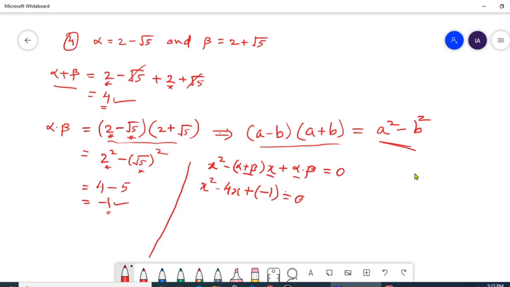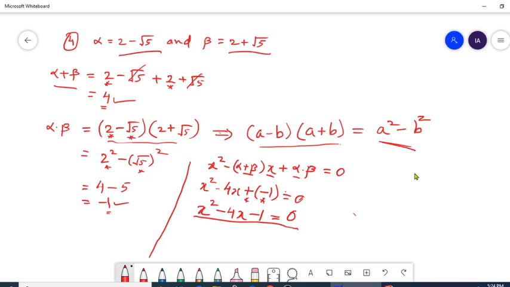So we used to separate them with the help of this bracket. So x square minus 4x, this plus and minus will give you minus 1 is equal to 0. And this is your required equation, x square minus 4x minus 1 equals 0. One root is 2 minus root 5 and the other one is 2 plus root 5.